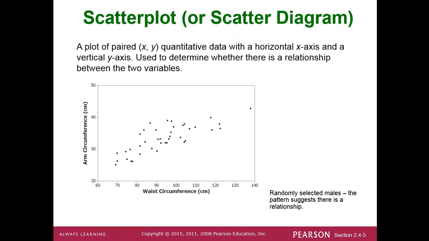This is a scatter plot. This is the type of graph that you would use when you're comparing two variables. For example, this particular one is the waist circumference and arm circumference for men. And we're looking to see if there's a relationship between the two variables, which it kind of appears to be. Sort of as the waist circumference gets larger, the arm circumference gets larger.